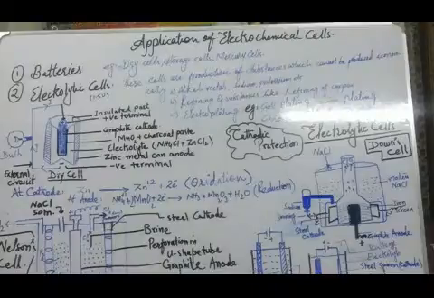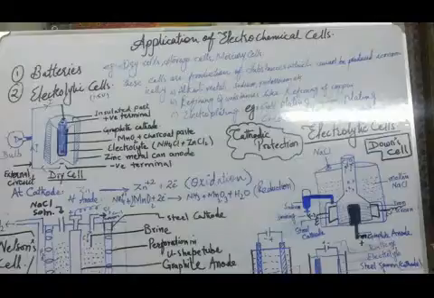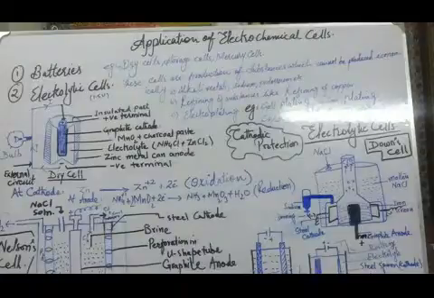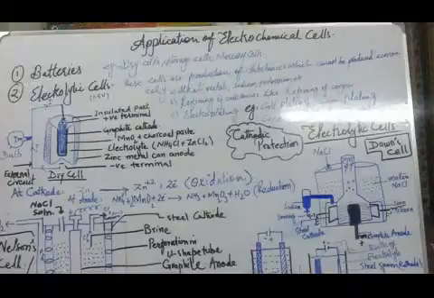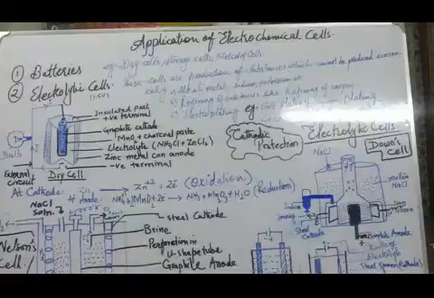Another application of the electrolytic cell is cathodic protection. Cathodic protection is that protection in which the metal which is to be protected from rust is made the cathode, and the active metal is deposited, like magnesium or chromium. This is also one of the applications of the electrolytic cells.